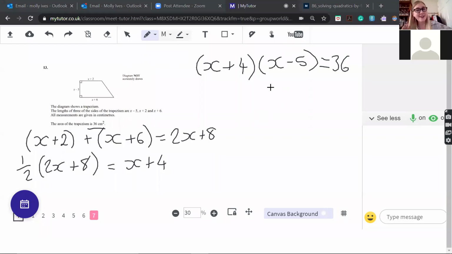So bear in mind my beautiful singing voice. Half the sum of the parallel sides times the distance between them. Follow these rules and you will find the area of a trapezium. There you go.